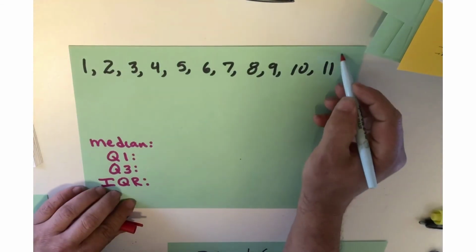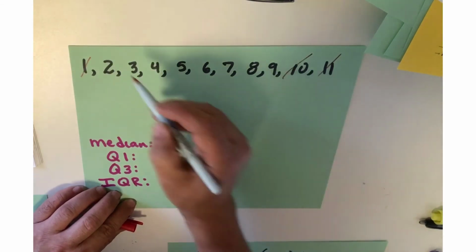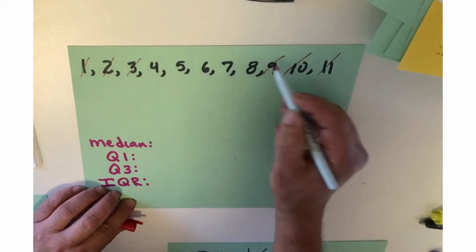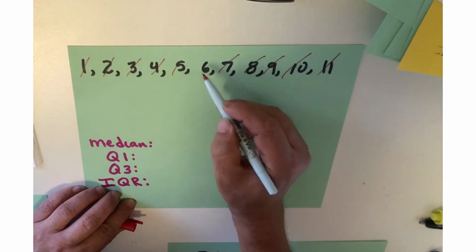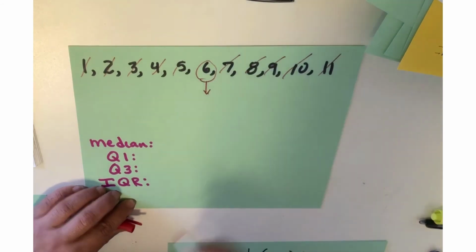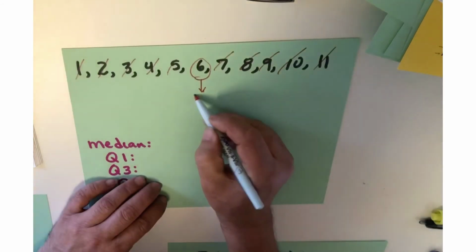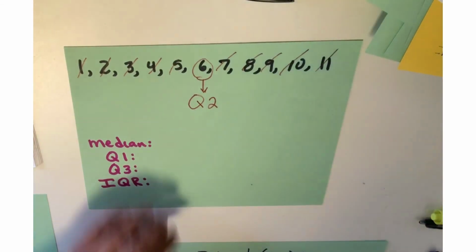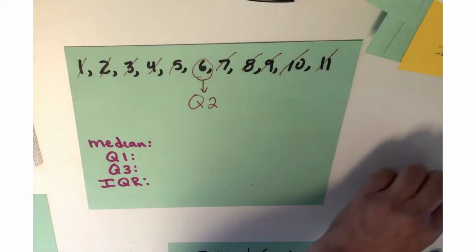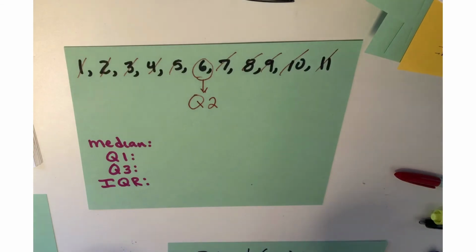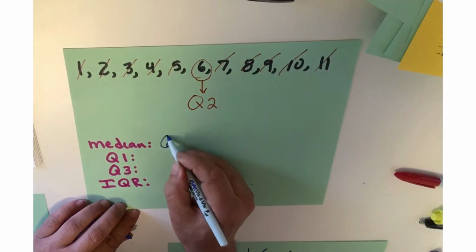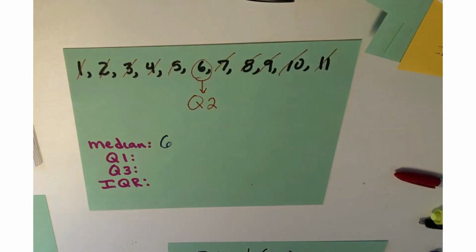So if I do that, cancel the high, the low, the high, the low, and so on. And here is your median. It is called Q2. It is your median, right smack in the middle. So Q2 is 6. Okay?